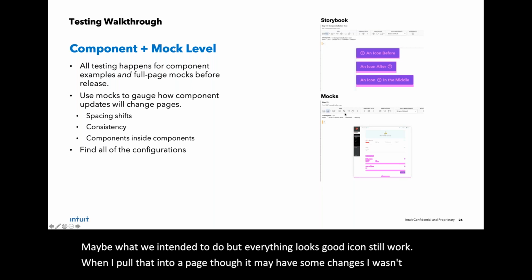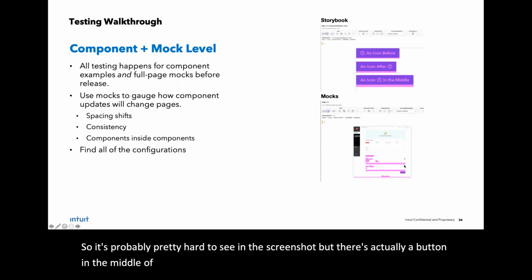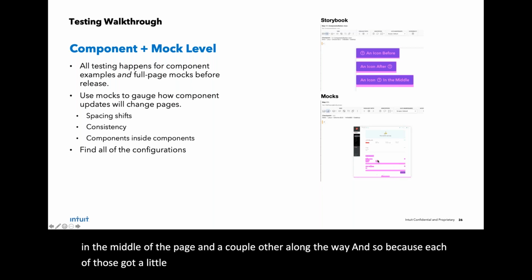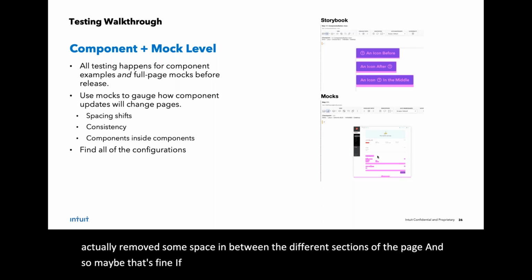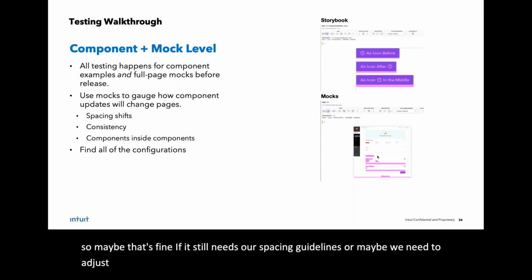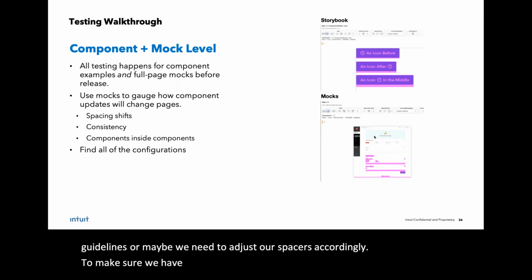So it's probably pretty hard to see in the screenshot, but there's actually a button in the middle of the page and a couple others along the way. And because each of those got a little narrower, the whole page ended up shifting slightly, and we actually removed some space in between the different sections of the page. And so maybe that's fine if it still meets our spacing guidelines, or maybe we need to adjust our spacers accordingly to make sure we have uniform spacing.